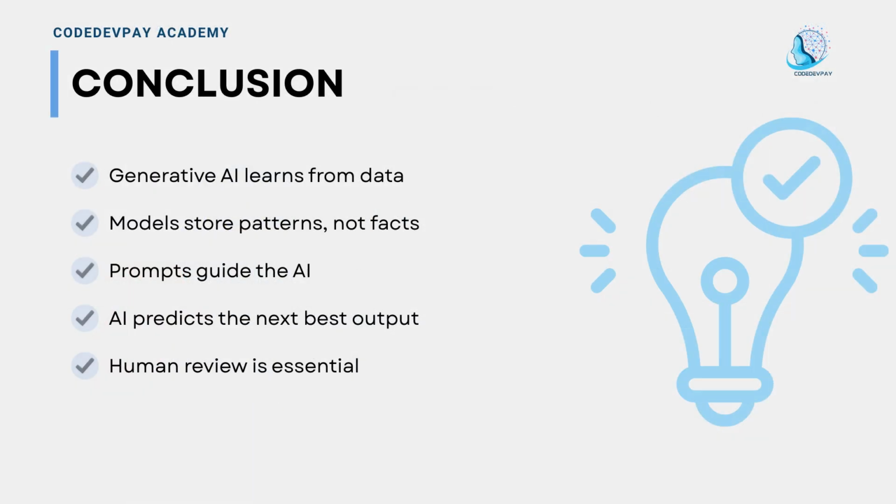So that brings us to the end of this lesson. Today we've learned that AI learns from data. The model stores patterns, not facts. Prompts guide the AI on what to do or the output that it is supposed to give. AI predicts the next best output, and human review is always essential.